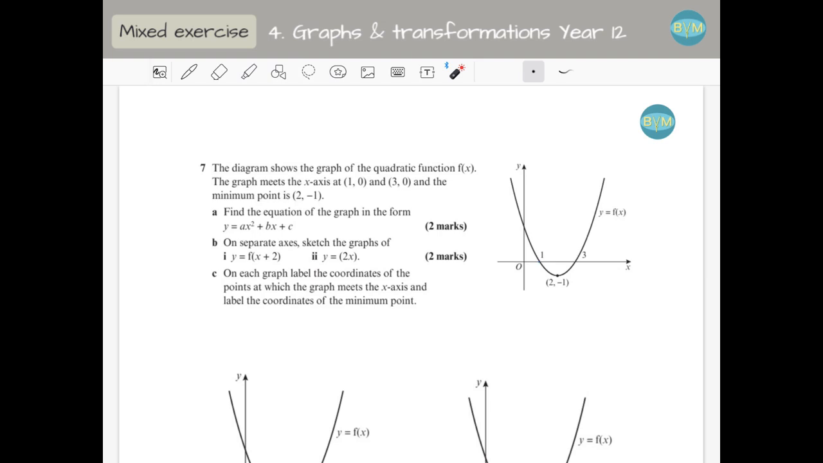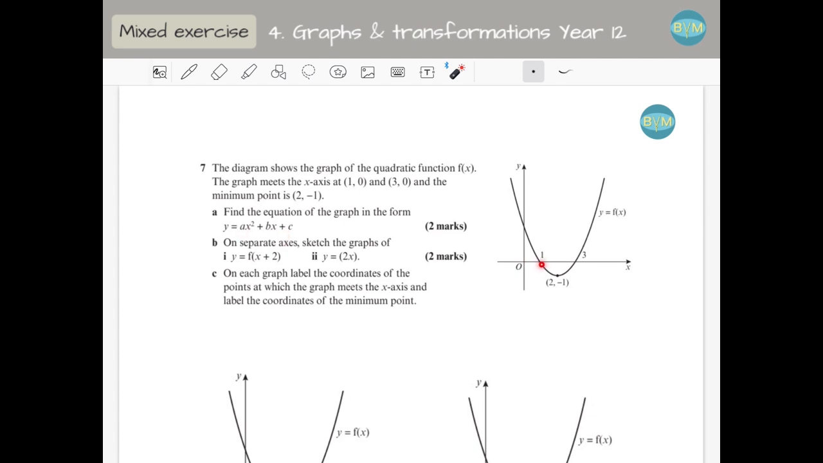Hello, this is question 7 on your mixed exercise 4 from year 12, and the diagram shows the graph of a quadratic function. We know the roots are 1 and 3, and the minimum is (2, -1). We have to find the equation of the graph in this form.